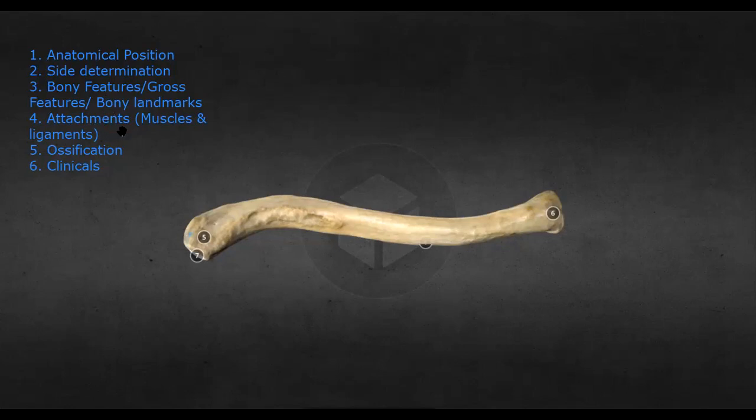Then we have attachments. A bone is supposed to have certain structures getting attached over it, which include the muscles of that region and ligaments.